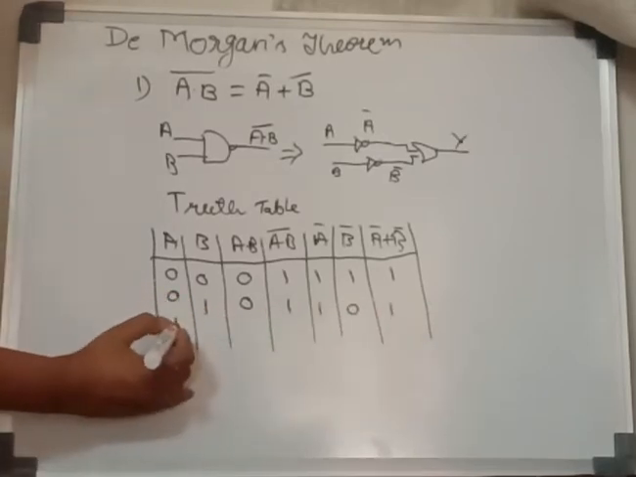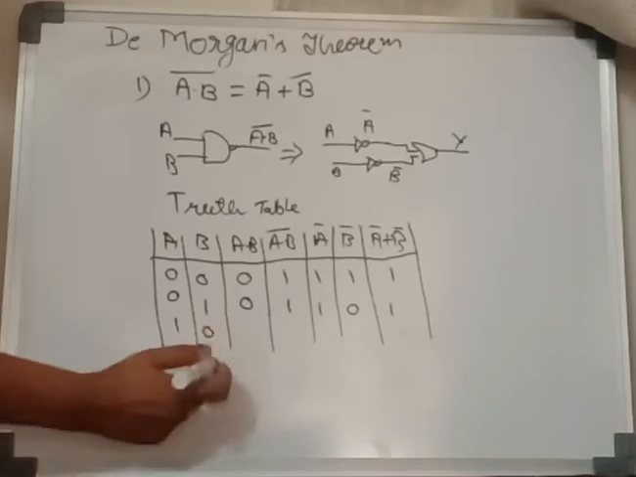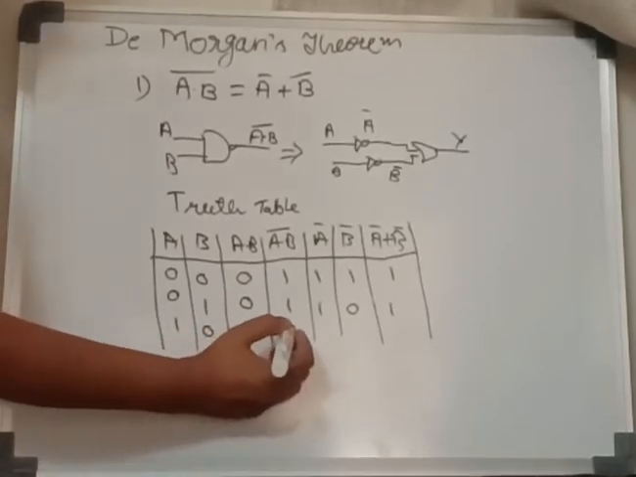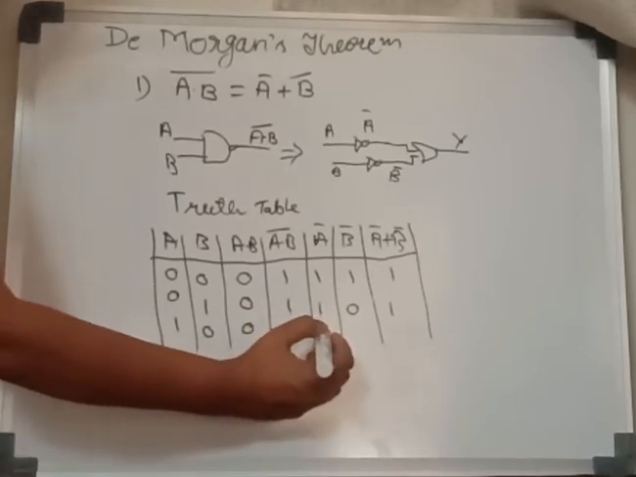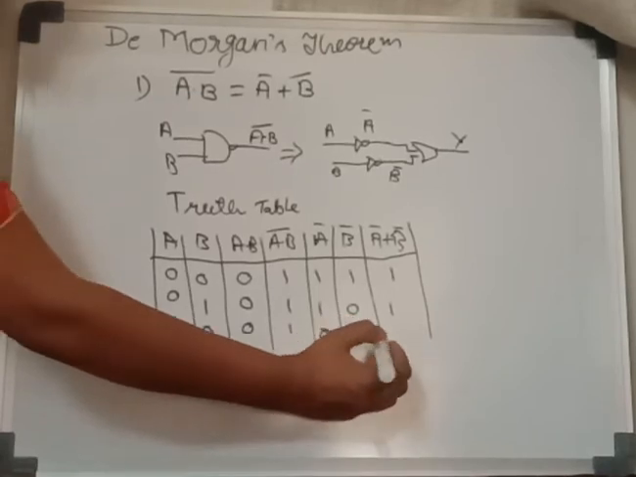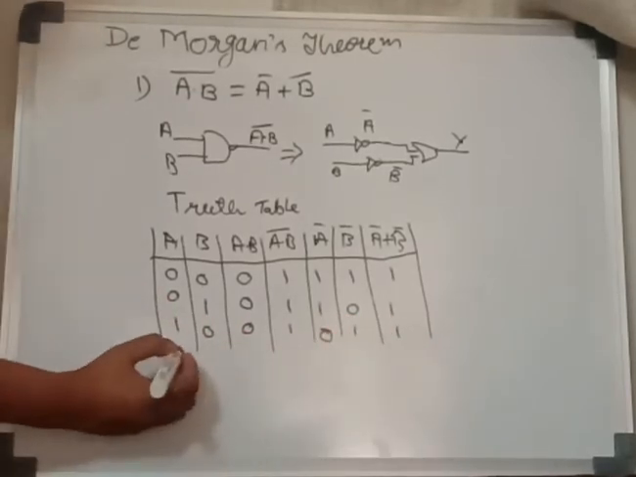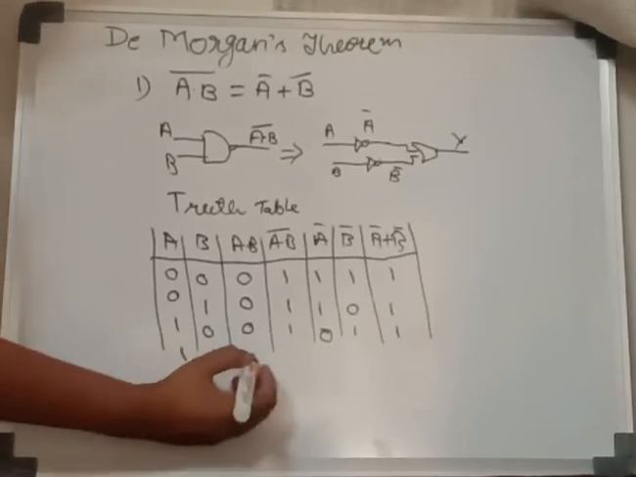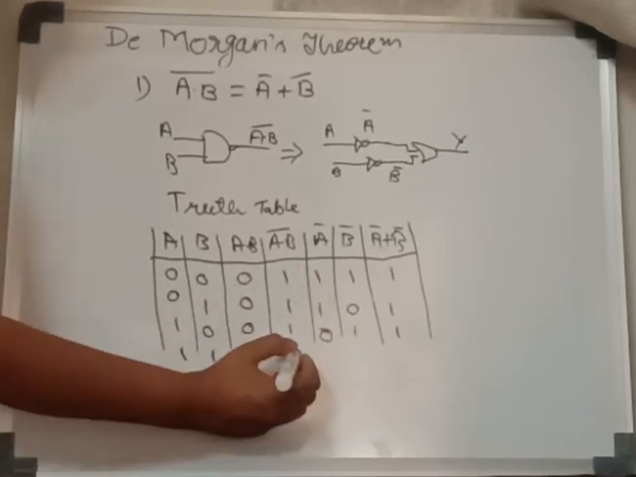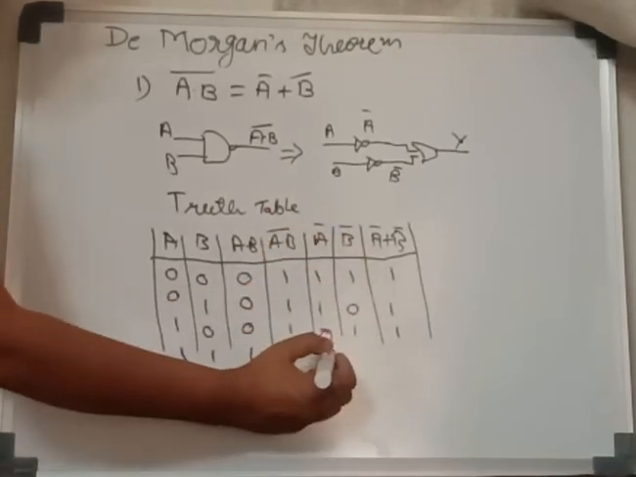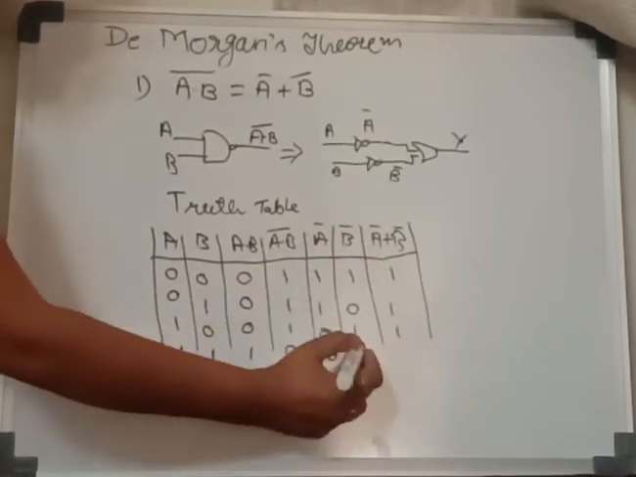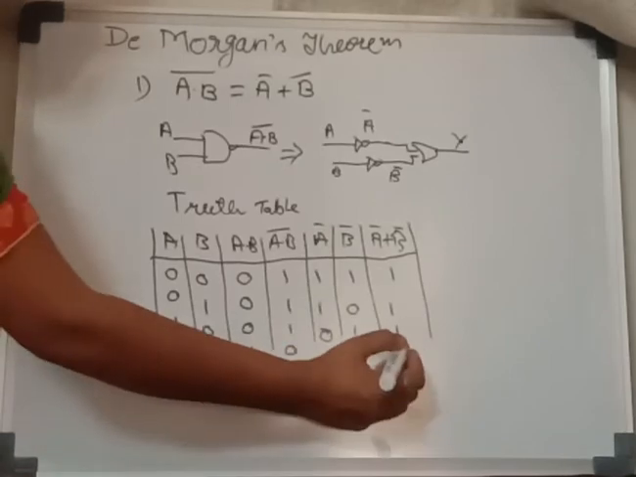When A is 1 and B is 0, then again A dot B is 0, negation of A dot B is 1, negation of A is 0, negation of B is 1, and the sum of the two is again 1. If suppose both the inputs are 1, then A dot B is 1, negation of A dot B is 0, and negation of A is 0, and negation of B is again 0, and the sum of the two will be 0.